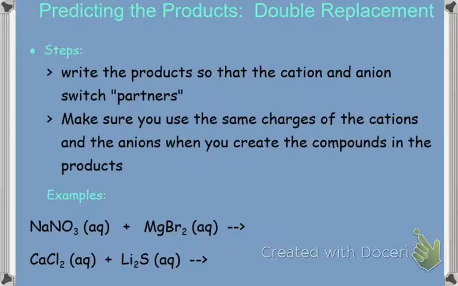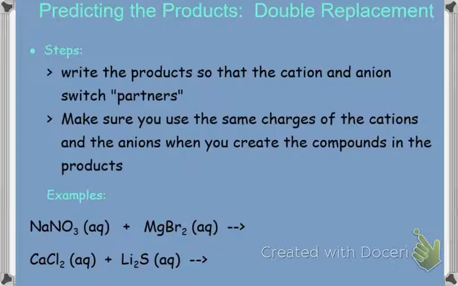Welcome to our discussion on predicting the products of double replacement reactions. This time, because of some differences with single replacement, we're going to have to look at a few different things in order to figure out what the product should be. So in this case, it is easier to make the switch right away and then make sure that all of our charges match up.